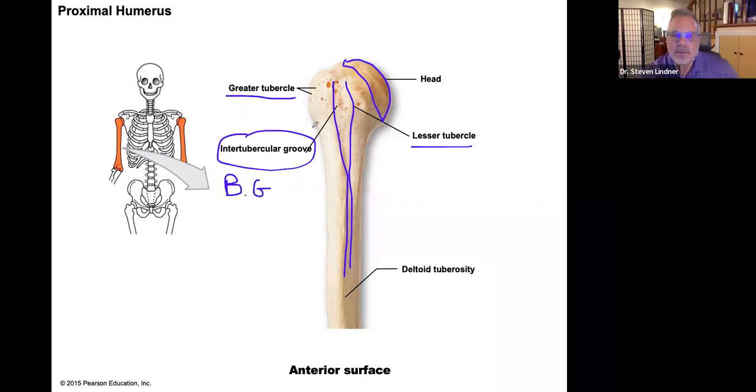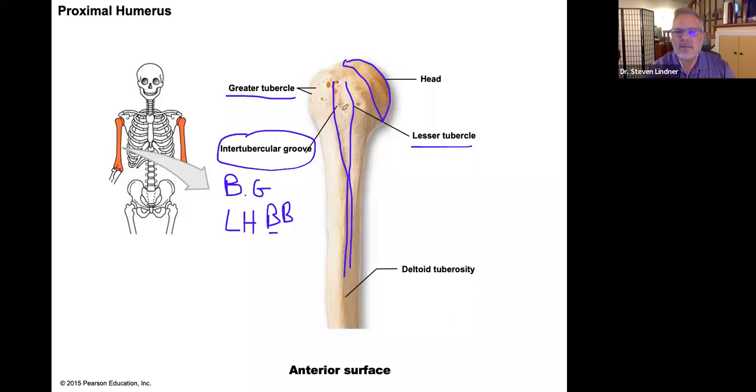The bicipital groove. And that's because it's where the long head of the biceps brachii travels through. The long head, right? Biceps, bi means two. There's a long head and a short head. It's the long head that travels through that bicipital groove. And sometimes when people have shoulder injuries and they rotate their arm back and forth, they hear a little clunking that takes place.